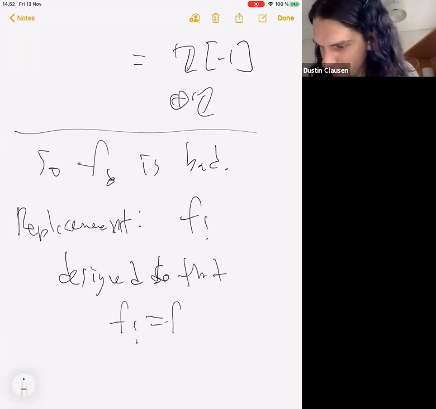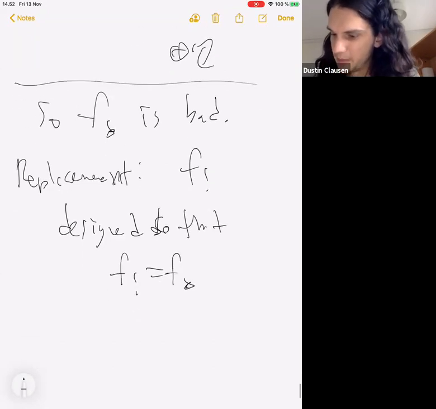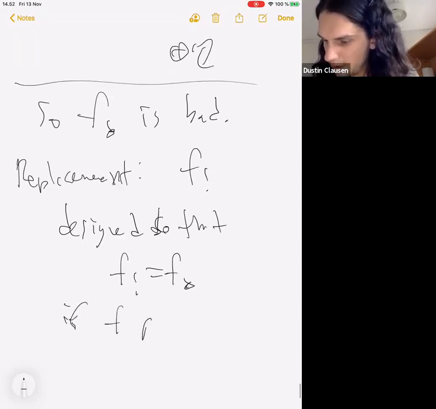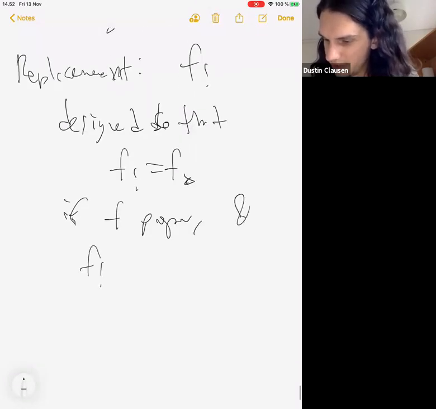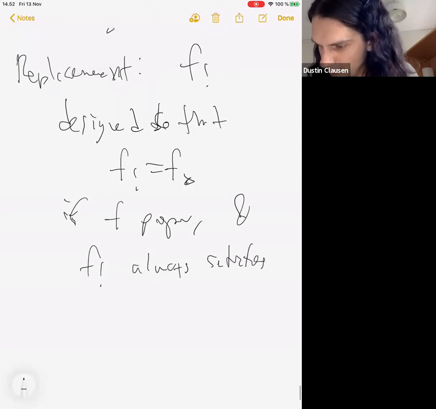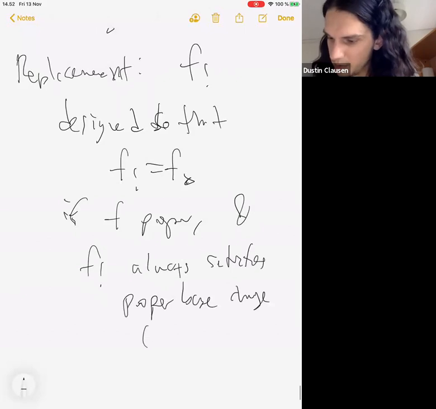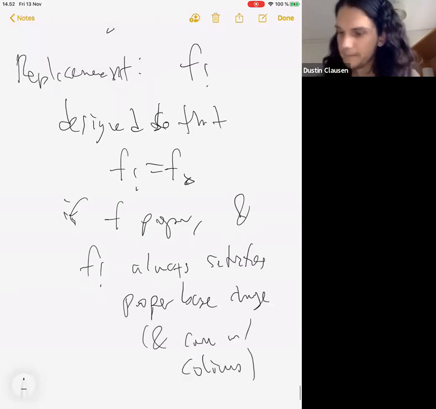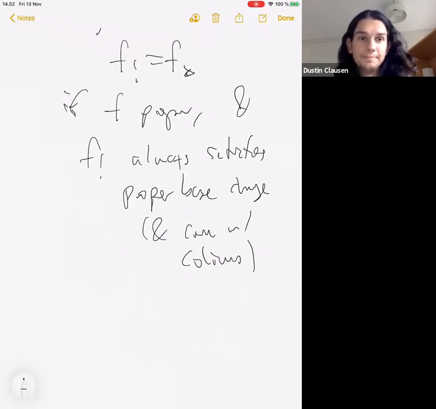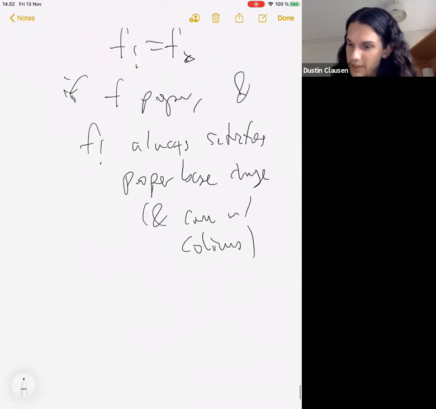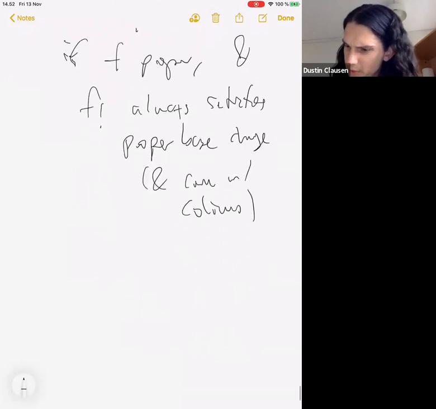So f lower shriek is f lower star if f is proper. And f lower shriek always satisfies proper base change and commutes with colimits. And you can actually be very explicit about how it's defined, and it's quite simple to motivate as well.